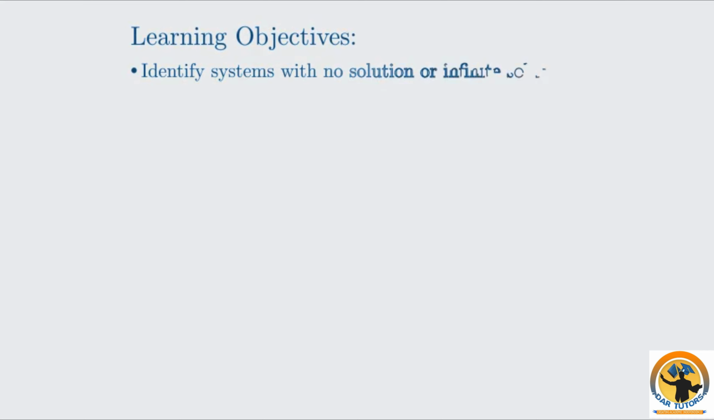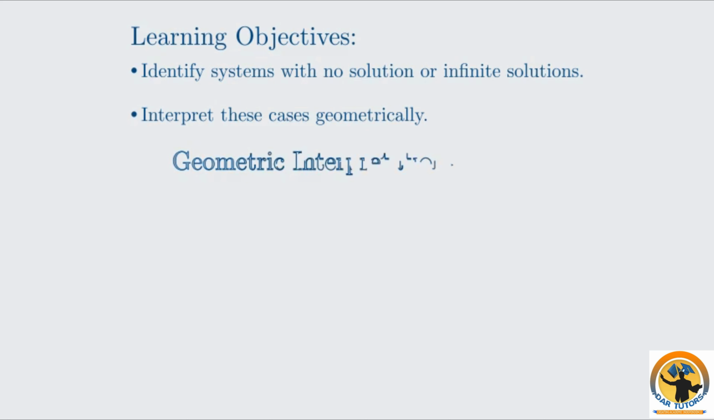Now let's consider a special case in solving simultaneous equations. What happens when there is no unique solution? In this scene, you will learn to identify systems with no solution or infinitely many solutions and interpret them geometrically. Geometrically, there are three possibilities for two lines in a plane.